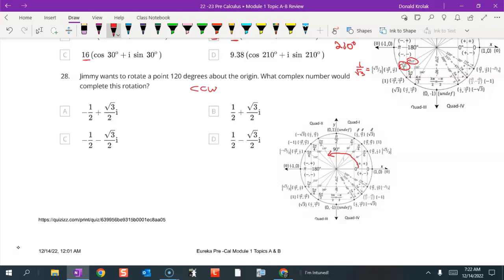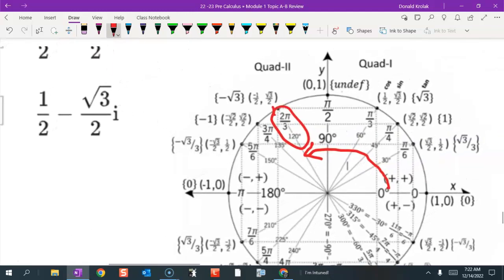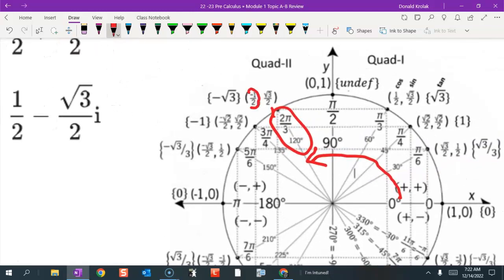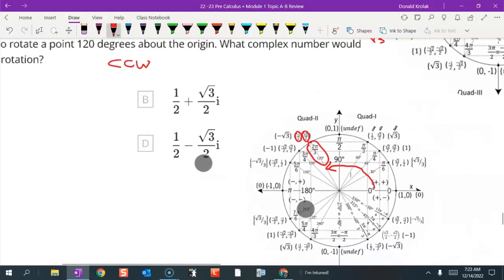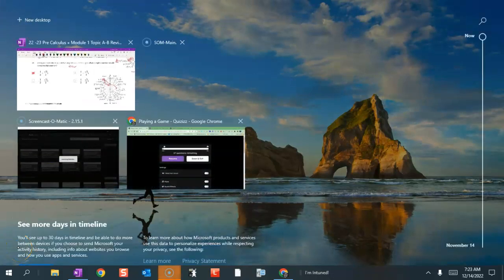And that would be, let's see, my cosine and my sine are negative 1/2 and root 3 over 2. So negative 1/2 and positive root 3 over 2. And there's my solution. And that's it.